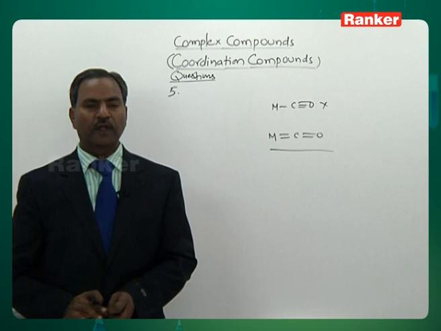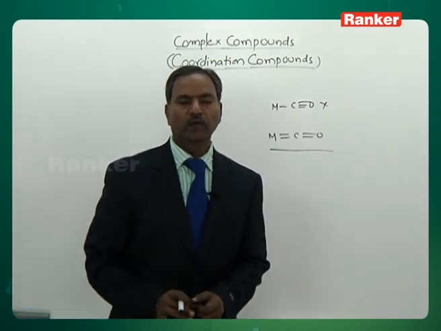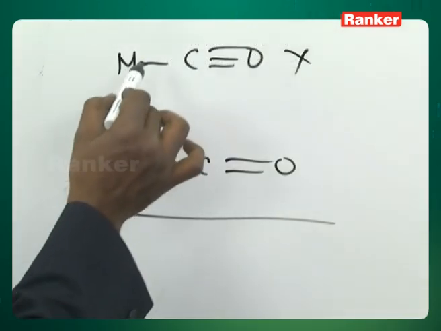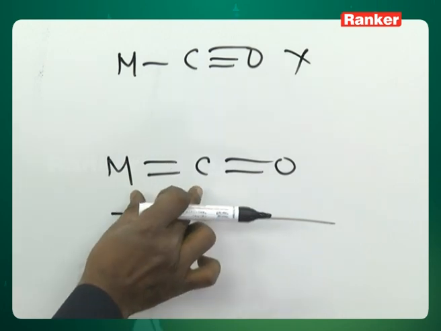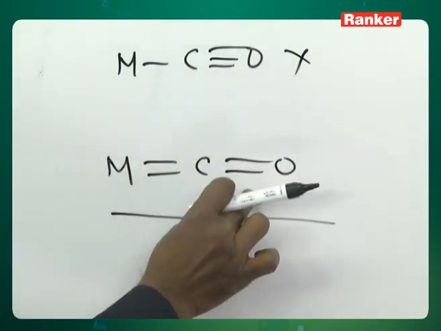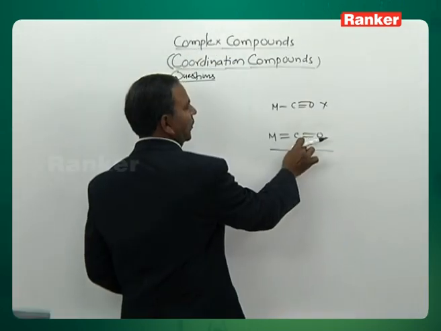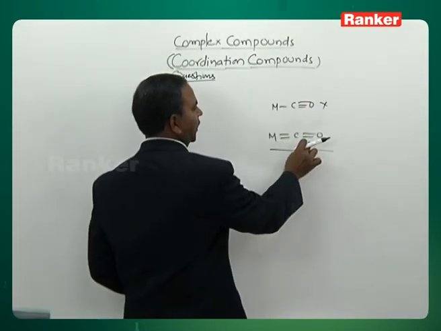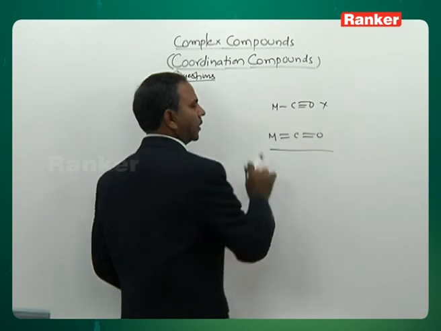Next, the CO bond length is longer than the normal CO bond length. Here we are expecting a single bond, but here it is a double bond. Therefore, the MC bond length is shorter. For the CO bond length we expected a triple bond, but it is a double bond. So it is becoming what? Short? It is becoming long. So option A is correct.